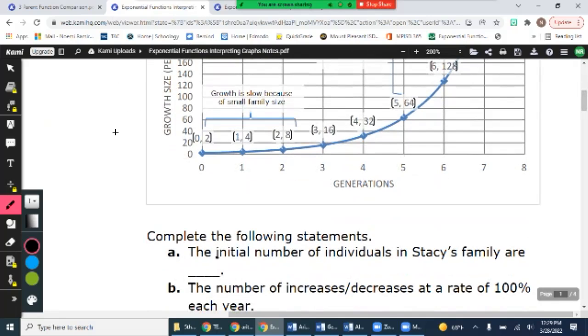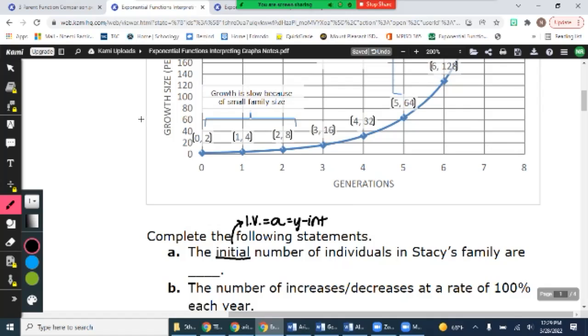What is initial? Initial represents your y-intercept on the graph, your initial value. What is the variable in the formula for the initial value? It is A. Initial value is your value of A. And yes, it does represent your y-intercept on the graph if all you have is the graph to look at.